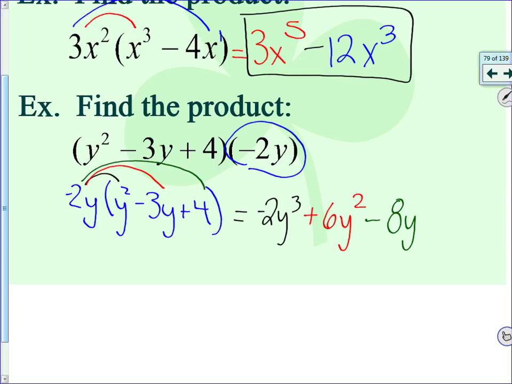You'll notice none of these are like terms. One is a cubed, one is a squared, one is just a y to the first. So this is as good as it gets. You cannot simplify.